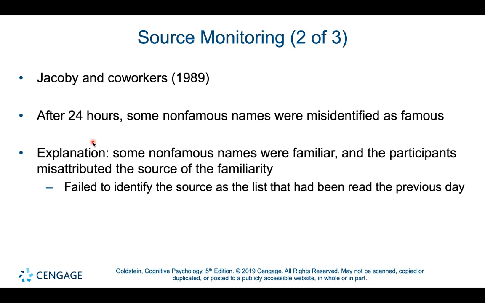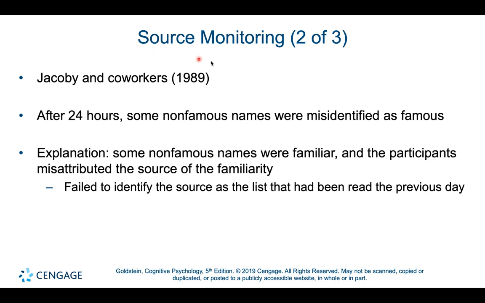What ends up happening is that on day two, people make errors and they identify the random non-famous names as occasionally being famous people. They said, yeah, that name is familiar. That's a famous person. I can't remember, is it an actor? Is it a musician? Is it a TV personality? I can't remember, but I know that's a famous person. When in fact, it's just a random name.